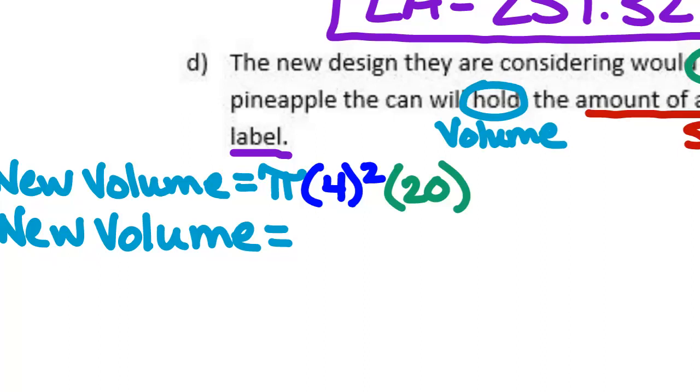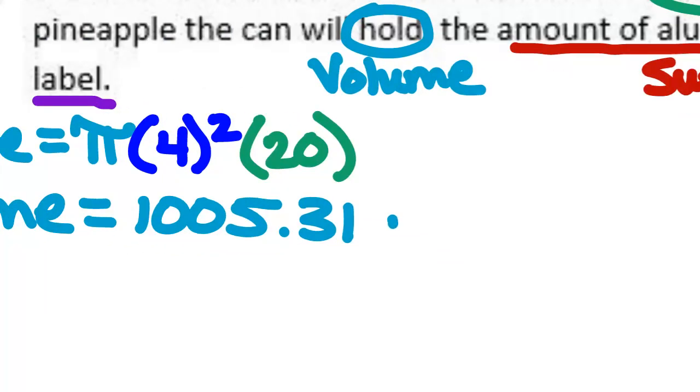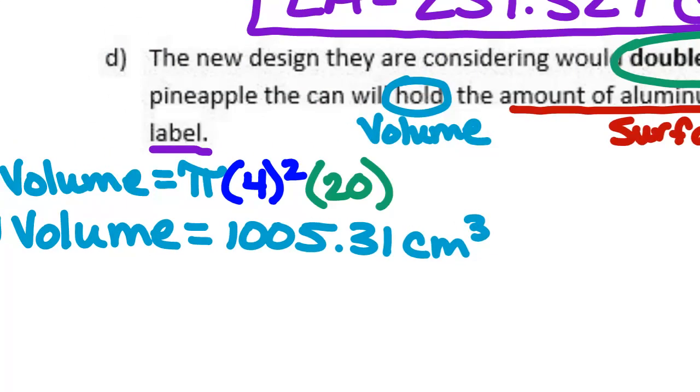What do we get for our new volume? 3.1, right? If we round it. 1005.31 centimeters cubed. So here's my new volume. Let's compare that to the old volume. The old volume was 502.655. The new volume is 1005.31. Did it get bigger or smaller? Bigger. How much bigger? It doubled.